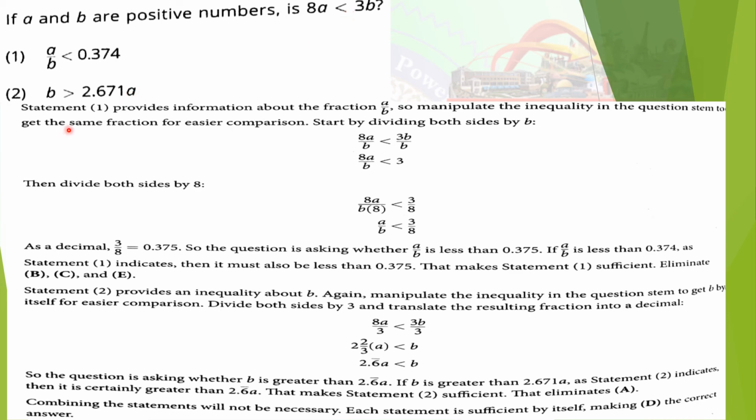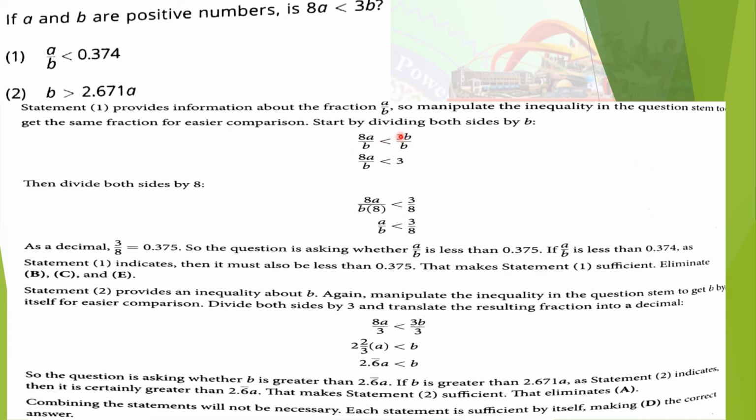So statement 1, what is given? Statement 1 gives that a by b is less than 0.374. So just convert this equation into this form and check whether it matches. We have 8a is less than 3b. Here a by b is there, so you just divide this equation by b. So what happens? 8a divided by b and 3b divided by b.